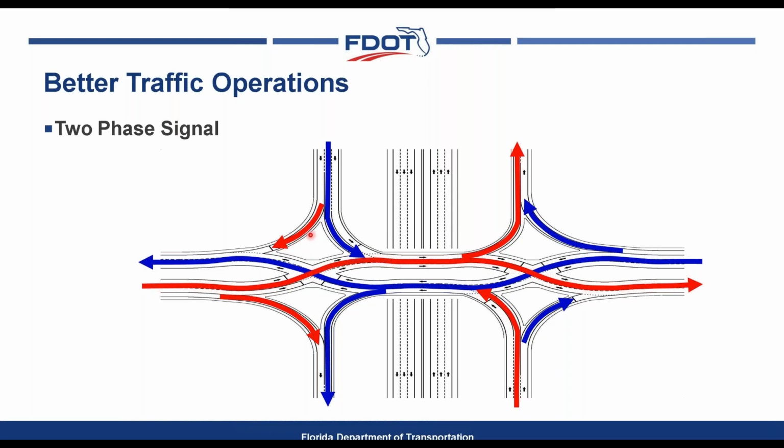So at the left intersection, the eastbound through movement here in red can go at the same time as the southbound right turn movement. Then in the second phase, the westbound through movement can go at the same time as the southbound left turn movement. This creates the very efficient two-phase operation and the ability to process more vehicles than the conventional diamond.